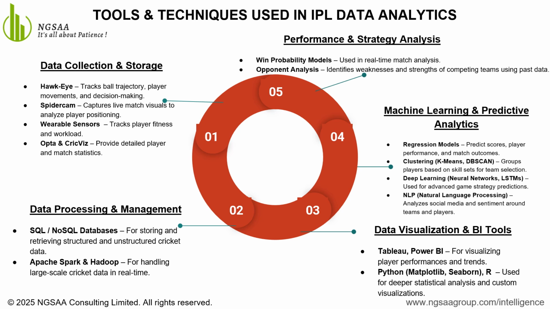Machine learning and predictive analytics. Regression models predict scores, player performance, and match outcomes. Clustering models group players based on skills and past performance. Deep learning is used for advanced game strategy predictions. Natural language processing, or NLP, analyzes social media sentiment about teams and players.